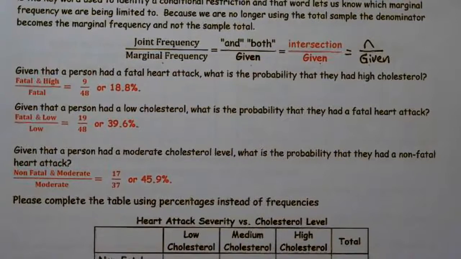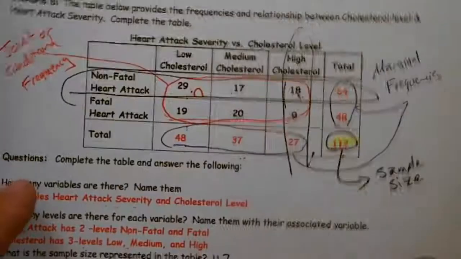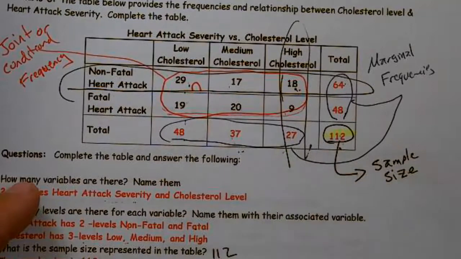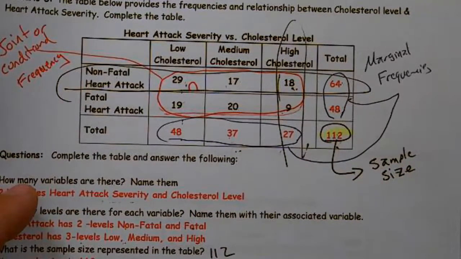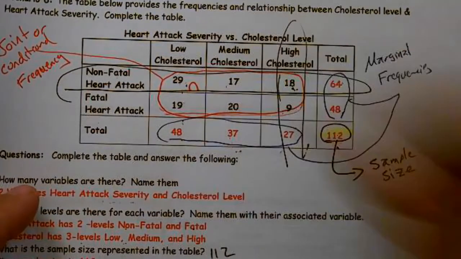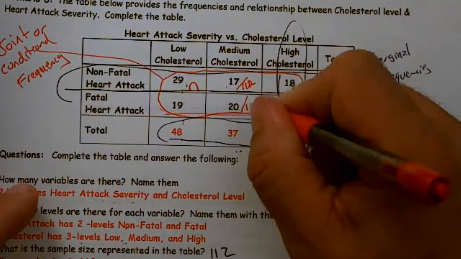All right. Lastly, it says, please complete the table converting using percentages instead of frequencies. So this is the same material, same table, except no longer is it in the actual frequencies, because these were the frequencies that were given, 29, 19, and 48, 17, etc. You're like, well, how am I going to do that? And it's actually very easy. All we need to do is come back and divide all these values, all of them, by 112. So by the sample size.